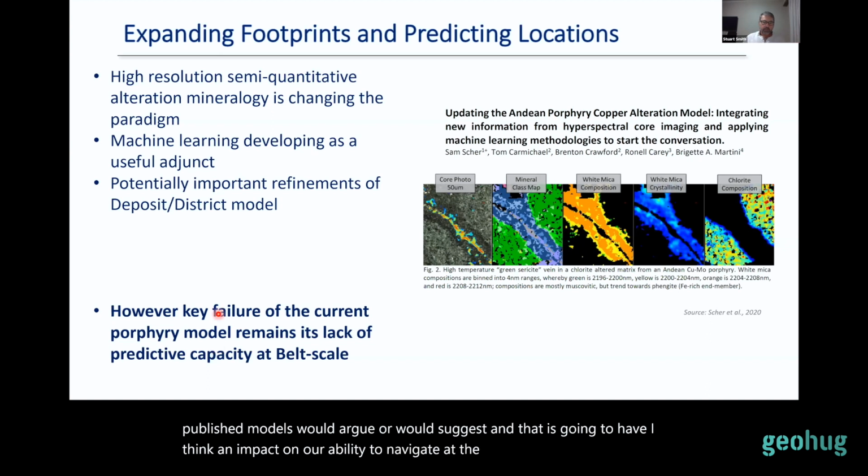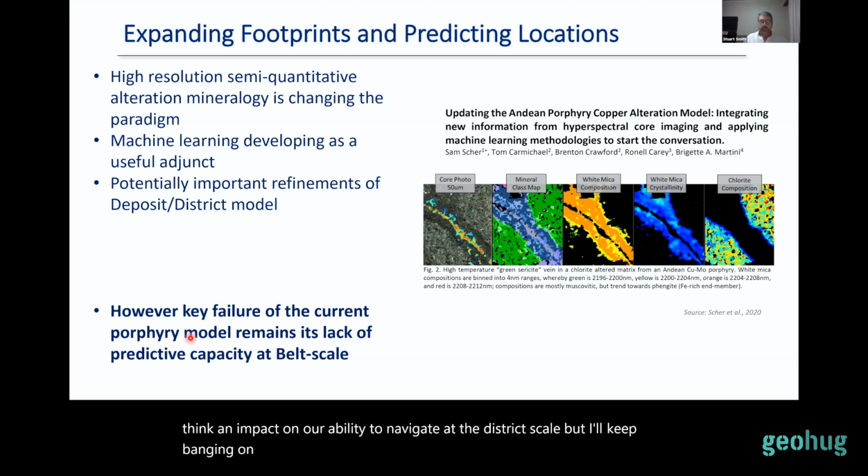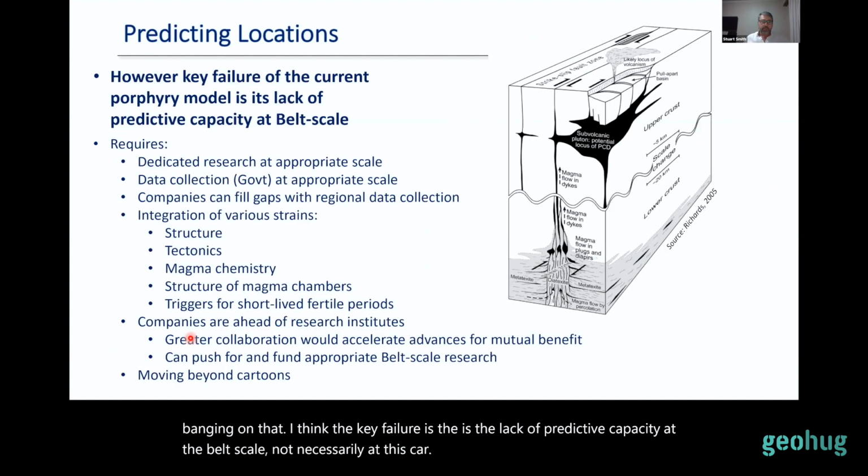But I'll keep banging on that I think the key failure is our lack of predictive capacity at the belt scale, not necessarily at this scale. So what should we be doing about that?